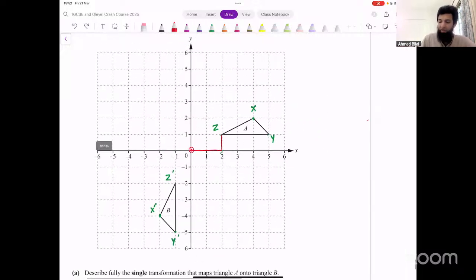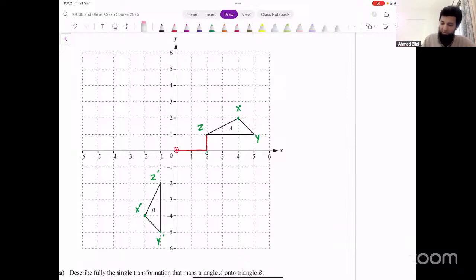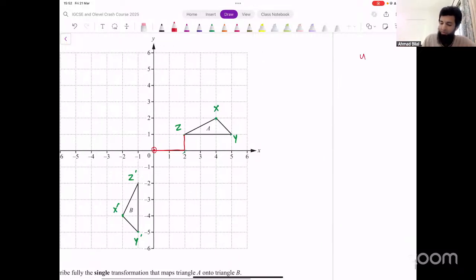So one way to do this would be what we discussed that day, if you remember. This is up, this is down, this is left, this is right. And then Z is 2 right from the origin and 1 up. If you're going anti-clockwise, this is the direction that we're going to go in. Right goes up, so it becomes 2 up. And up goes left, so it becomes 1 left. So from the origin, you go 2 up and 1 left. And that is where the point Z prime is going to be.